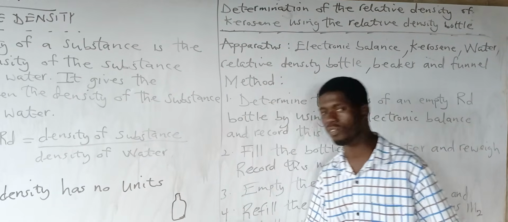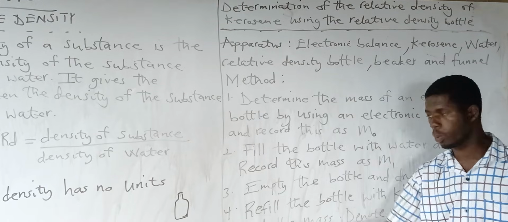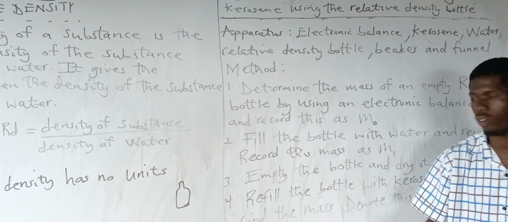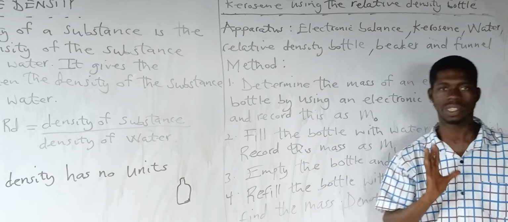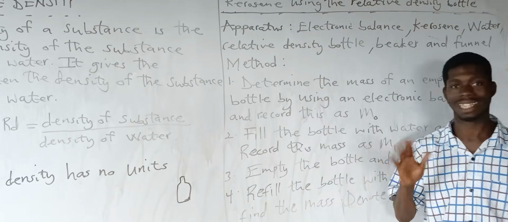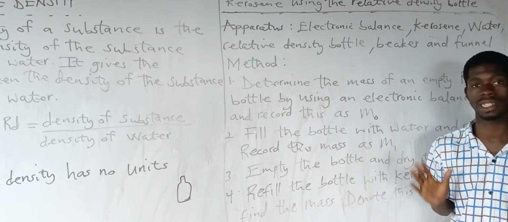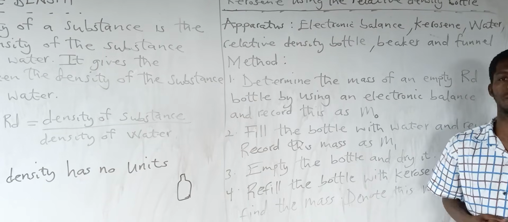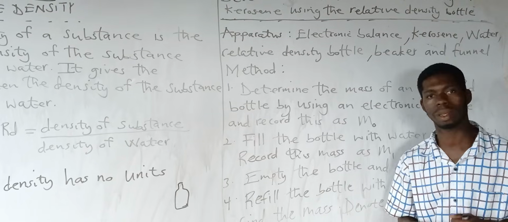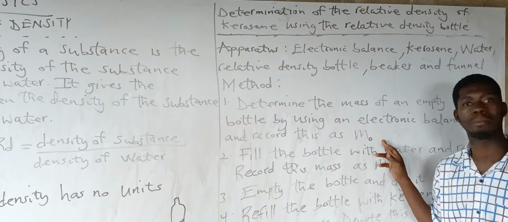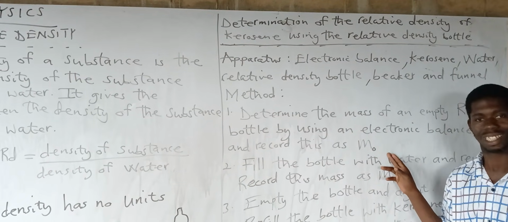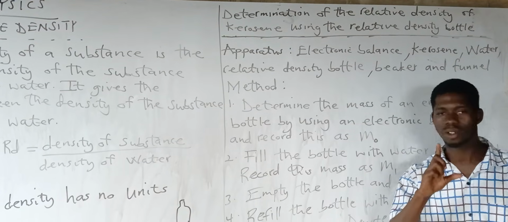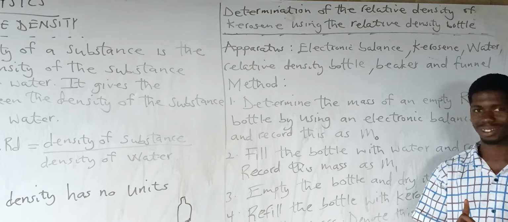So first of all, you put the empty relative density bottle on the electronic balance and determine its mass. It is empty, nothing is inside. When you are done determining the mass of it, we will call it M0. So now we know the mass of the empty relative density bottle.